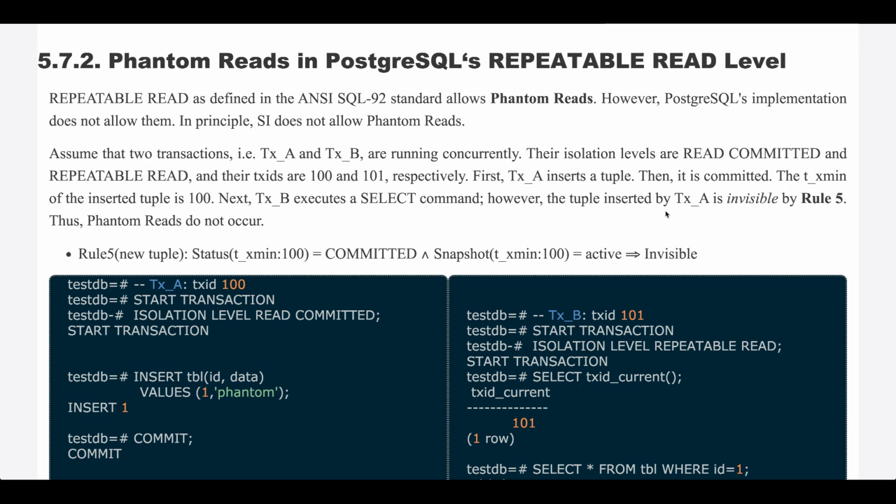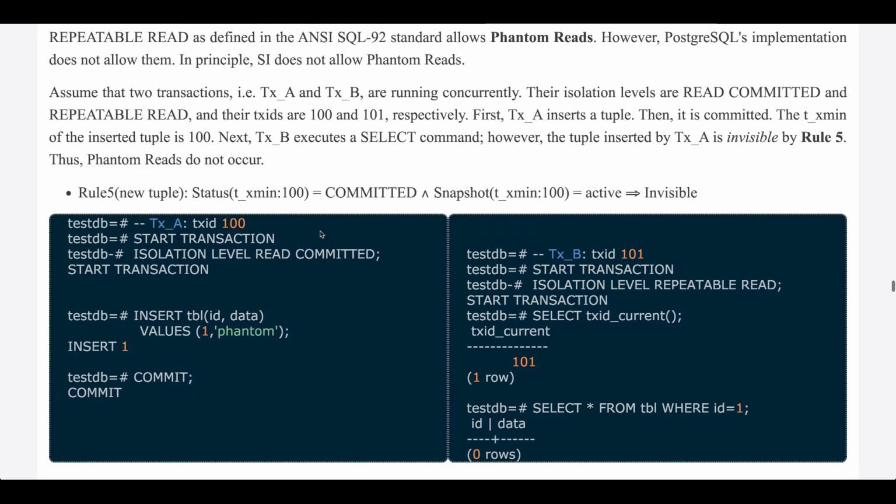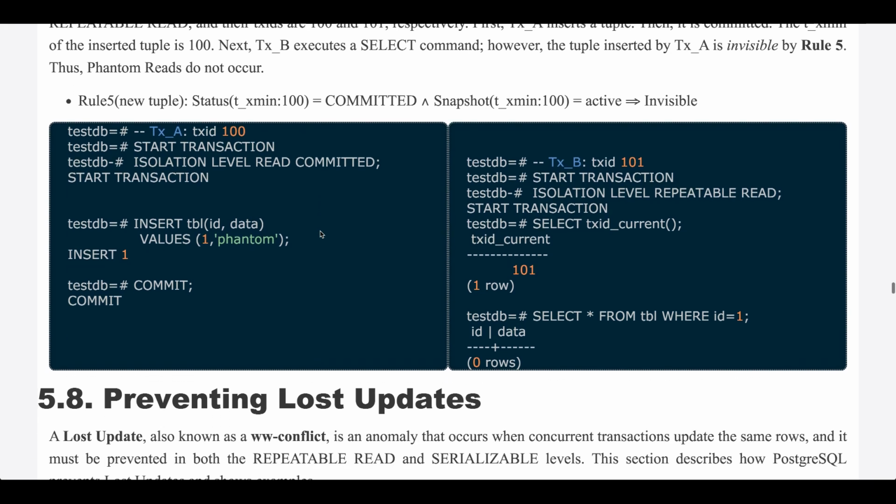First, transaction A inserts a tuple. Then it is committed. The t_xmin of the inserted tuple is 100. Next, transaction B executes a select command. However, the tuple inserted by transaction A is invisible by rule 5. Thus, phantom reads do not occur.